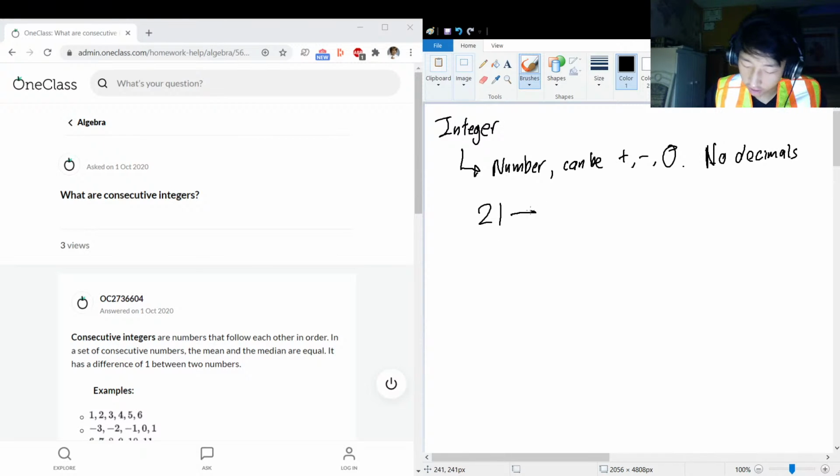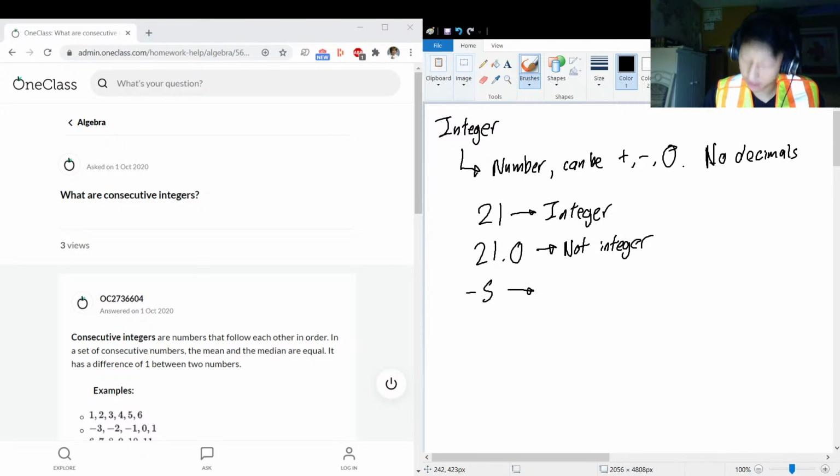21, integer. 21.0, not an integer. Even 0.0, you don't want to. No, not gonna appreciate even a 0.0. Unacceptable. Not integer. Let's say we have -5. Yup, integer. -5.5, not an integer. Nope, not even close to an integer.